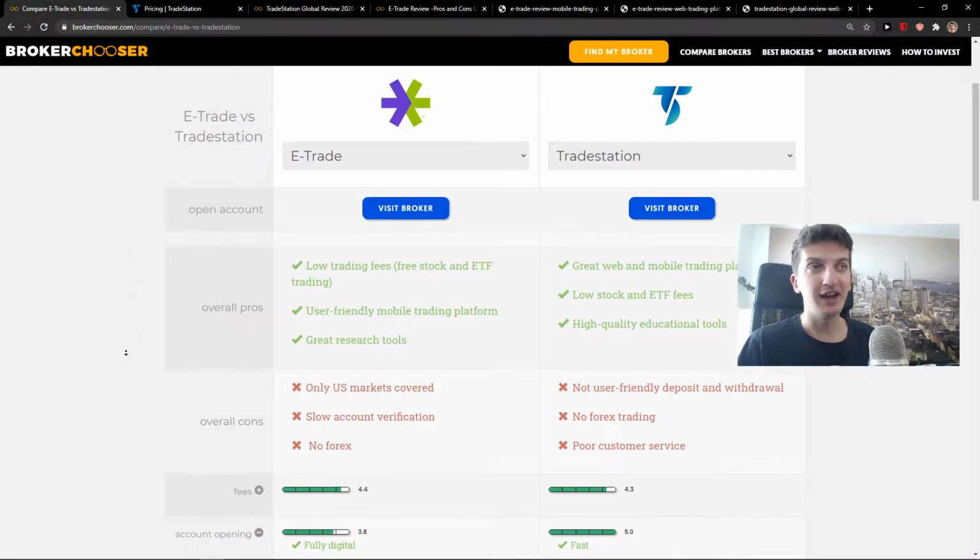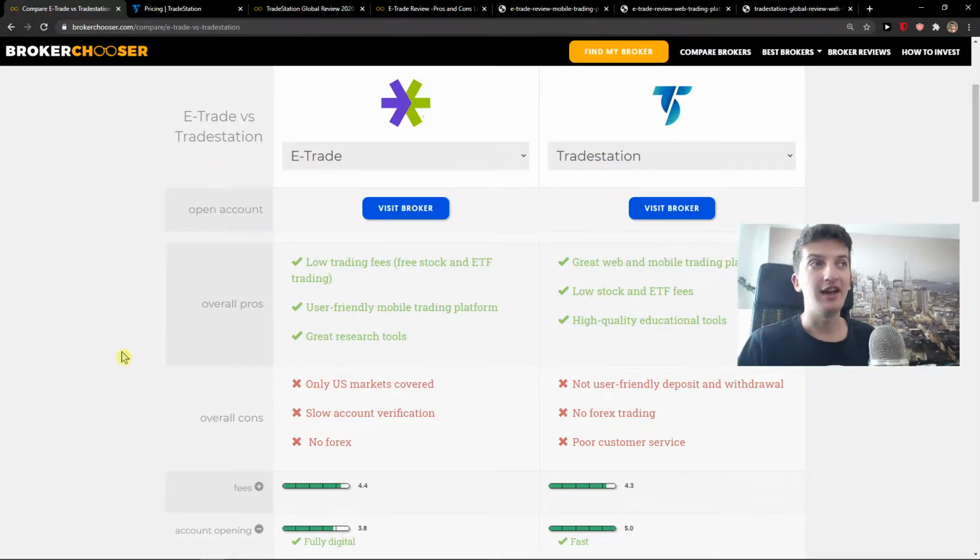Now, the next thing I personally like about Tradestation is how many products they have. They are covered by Interactive Brokers, and that's a parent company of Tradestation. So you have access to many more markets compared to eTrade.